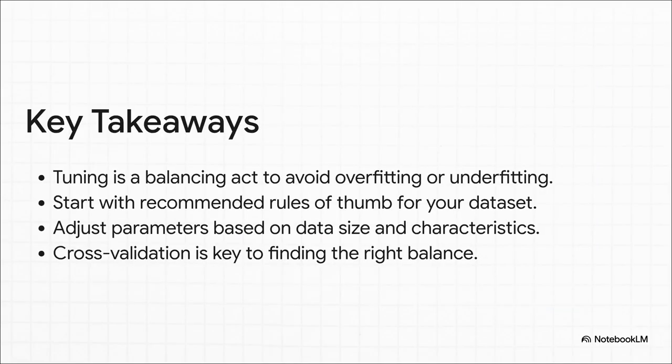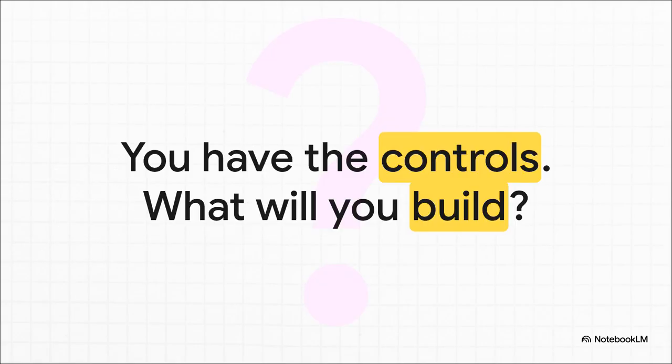So let's just recap the big stuff. Number 1, tuning is all about that balancing act. Number 2, those rules of thumb we went over, they are your best possible starting point. Number 3, always tweak your settings based on your specific data. And finally, remember this, cross-validation isn't just a nice to have, it is your most critical tool for success. We've basically just put the control panel right in your hands. You now have the knowledge to tune a model, to find that perfect, delicate balance between just memorizing the past and actually understanding the future. So, the only question left is, what will you build?